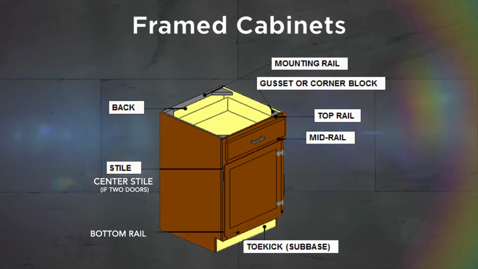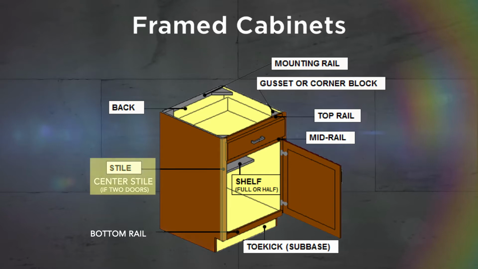The framed cabinet is made up of horizontal members called rails and vertical members called stiles. Center stiles and center rails will often separate drawers and door openings. Gussets or corner blocks will hold the cabinet square during cabinet construction and will add stability during shipment of the cabinets. Mounting rails are used to anchor the cabinets to the walls with screws.